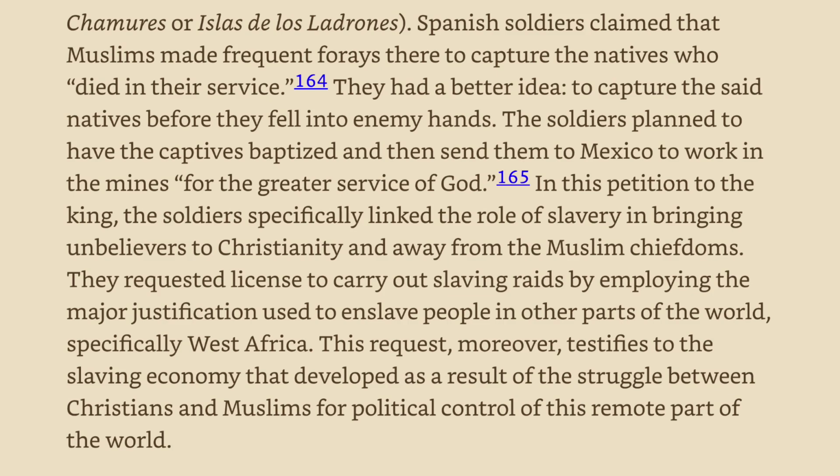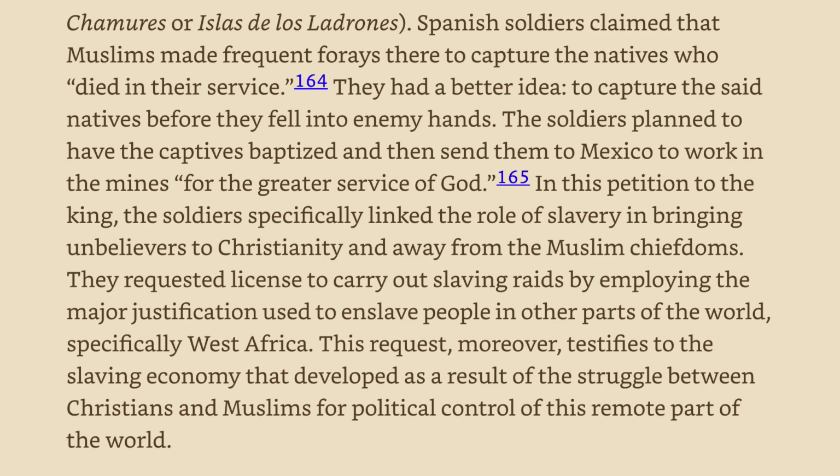Spanish soldiers claimed that Muslims made frequent forays there to capture the natives who died in their service. They had a better idea: to capture the said natives before they fell into enemy hands. The soldiers planned to have the captives baptized and then send them to Mexico to work in the mines for the greater service of God. In this petition to the king, the soldiers specifically linked the role of slavery in bringing unbelievers to Christianity and away from the Muslim chieftains.